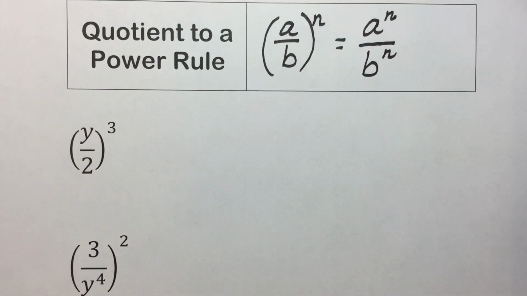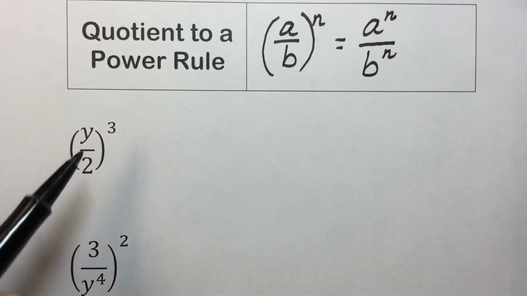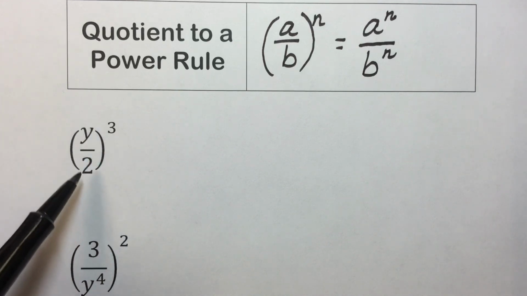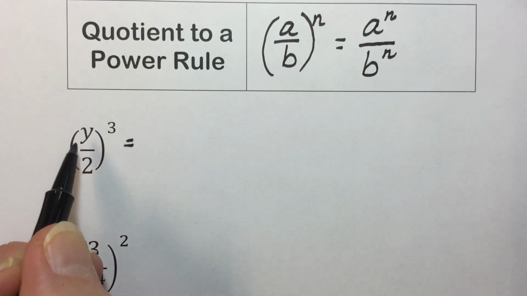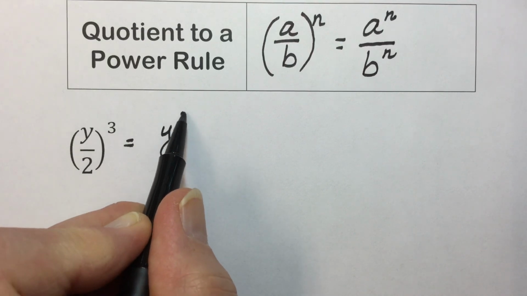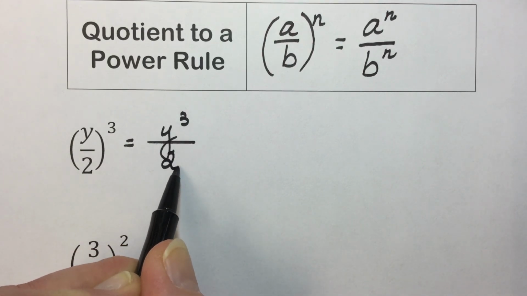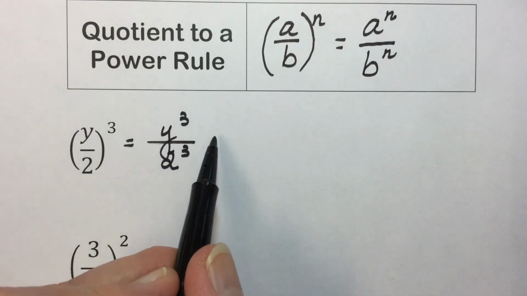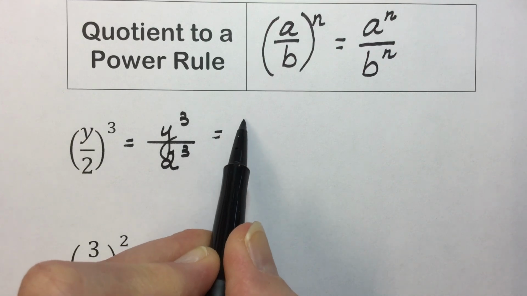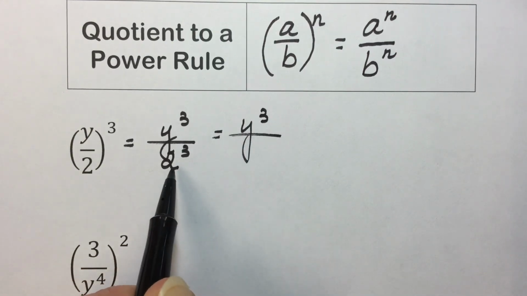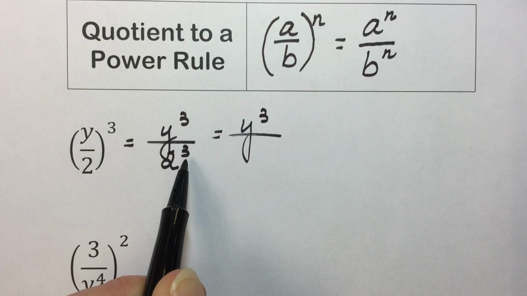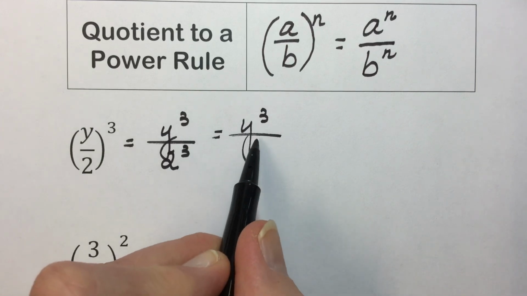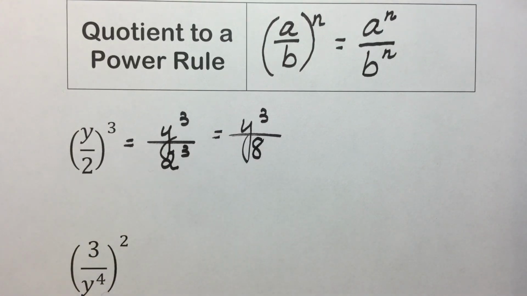Let's use the quotient rule then to simplify some examples. We have a quotient here, a fraction raised to a power, and using the quotient rule, we'll take the numerator raised to that power over the denominator raised to that power. Because it is a reasonable number, an integer, to simplify, we can take this a step further. 2 to the third power means 2 times 2, which is 4, times 2. We can put an equivalent value of 8 for a simplified answer.